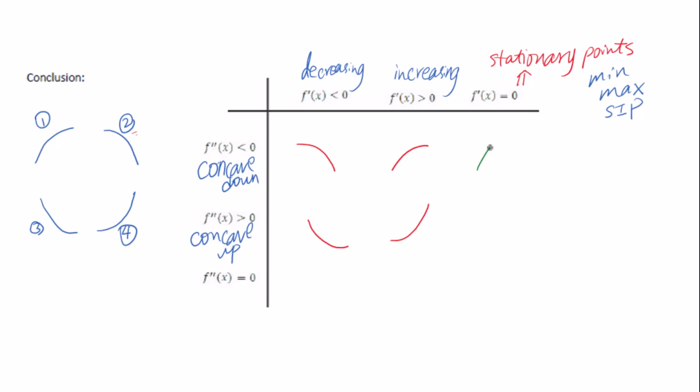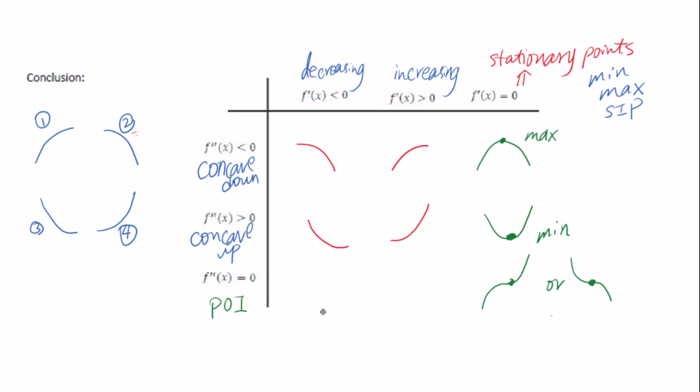For concave down, it will be a maximum point. For concave up, it will be a minimum point. If the first derivative equals 0 and the second derivative equals 0, it will be a stationary inflection point. For the second derivative of x equals 0, it will be a point of inflection.